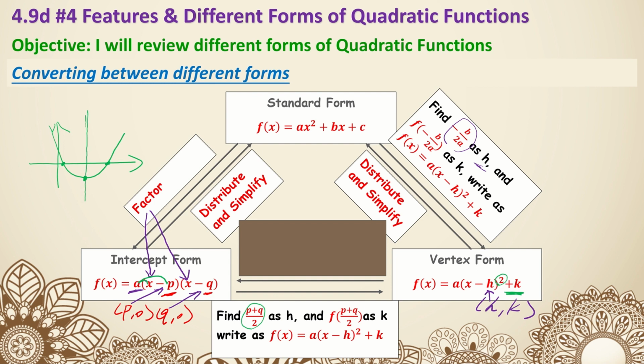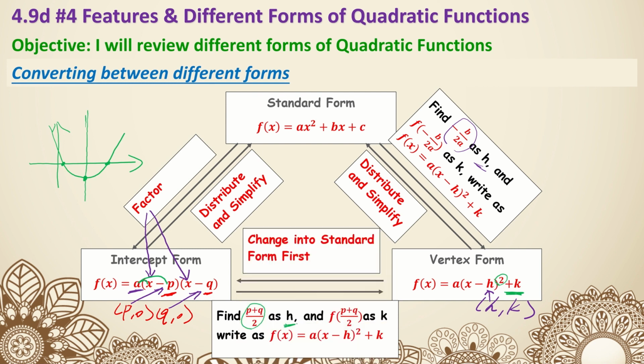And that is why we can just find the average of these two values, and that's going to be the x-coordinate for our vertex, which is h. And then you're going to plug it in to find k, eventually write it as a times x minus h squared plus k. Lastly, from vertex form to intercept form, unfortunately, that one doesn't have a shortcut, so you do need to change it to standard form first, and then from standard form do factoring to convert into intercept form. Now let's go through a few examples.